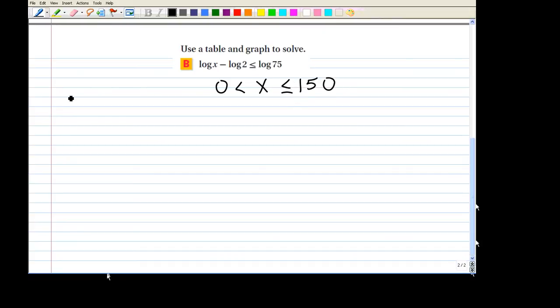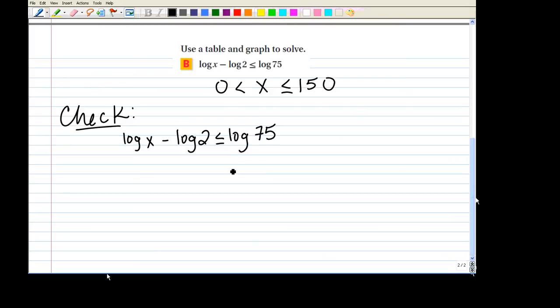We can check this using algebra, so let's do just that. Let's check. Okay, so we had log of x minus log of 2 is less than or equal to log of 75. Just rewrote the problem. Okay, I've got two of these logs right here, same base. Subtracting means I can divide. So I've got log of x over 2 is less than or equal to log of 75.